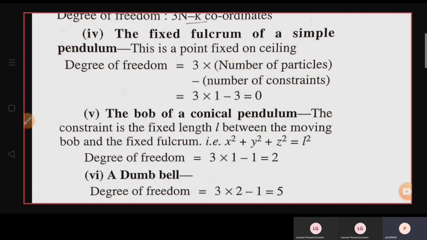The degrees of freedom means the motions, the coordinates in which motions are possible, or in which they can independently move or rotate or do some motion.